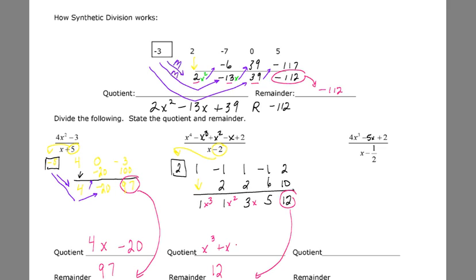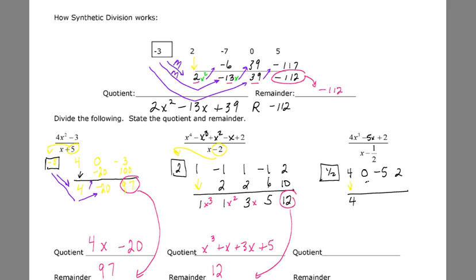x cubed plus x squared plus 3x plus 5, remainder of 12. Okay, let's set the last one up. What goes in the box is a 1/2, going from negative to positive. Coefficients would be 4, a 0 because there's a square missing, -5 for the x term, and then a 2 for the constant. And let's drop down the 4, and let's work it out.